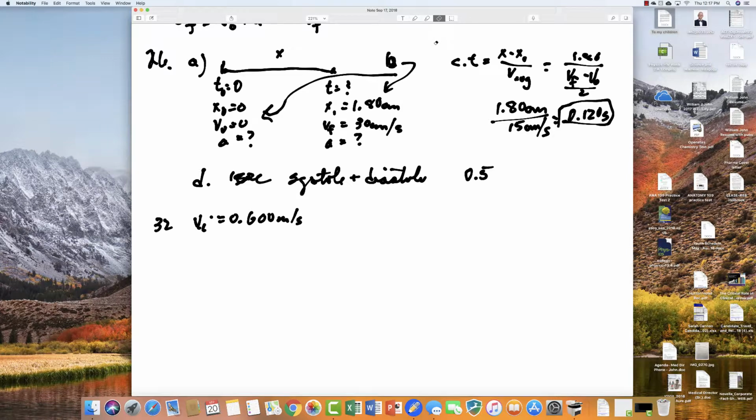And the final velocity is 0. Let's use the same x0 as before. And so it goes from 0.6 meters per second to 0 in the distance of 2 millimeters. So D is going to be 2 millimeters. Now, since this is in meters per second, it might be nice to change this to meters. So that's going to be 2 times 10 to the minus 3 meters. A millimeter is 1,000th of a meter.